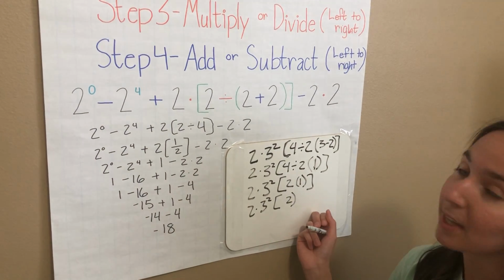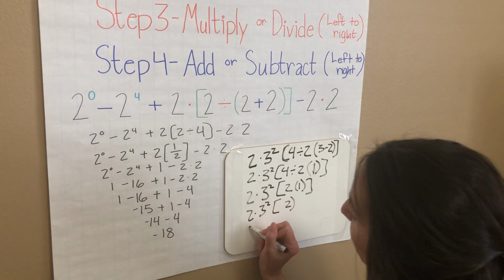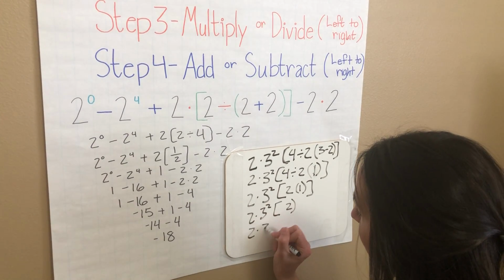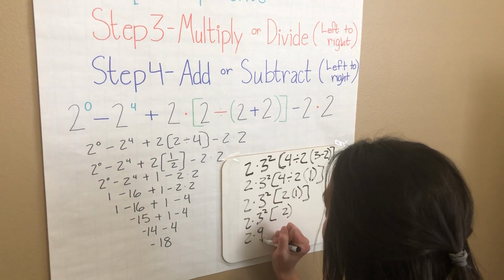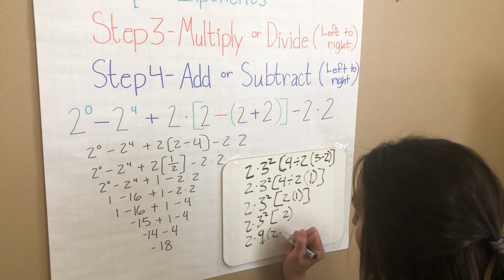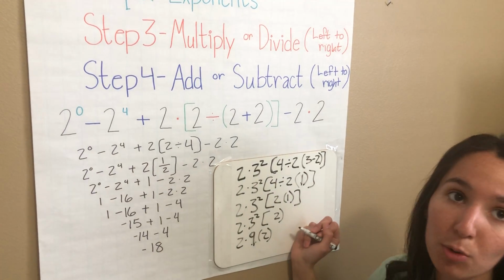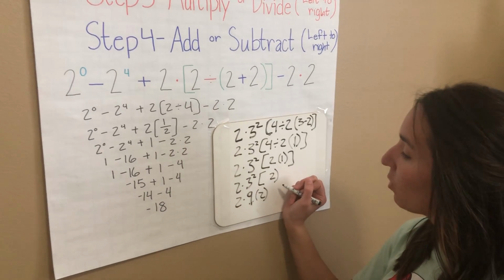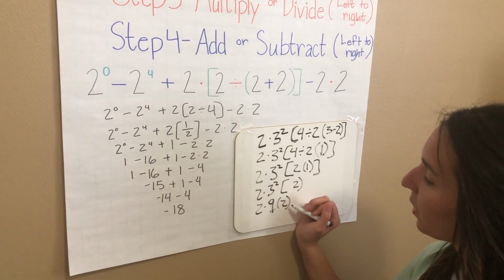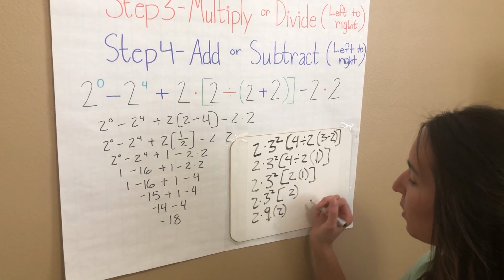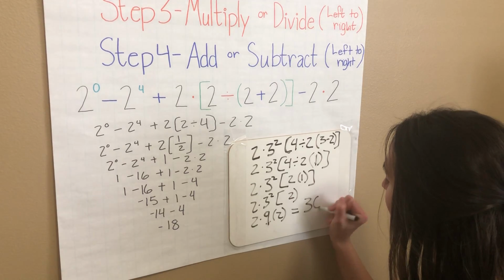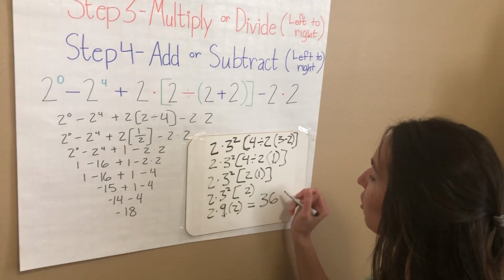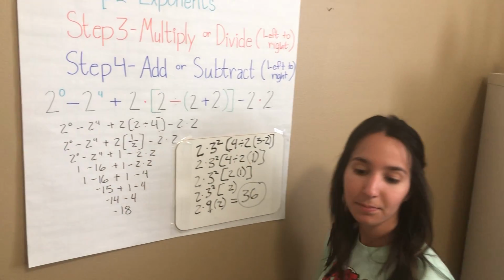So now we'll go to our second step and do exponents. So we have 2 times 3 squared, which is 9, times 2. And now we'll do multiplication and division, which all we have here is multiplication. So we have 2 times 9 times 2, which equals 36. And we have no addition or subtraction, so that's our answer.